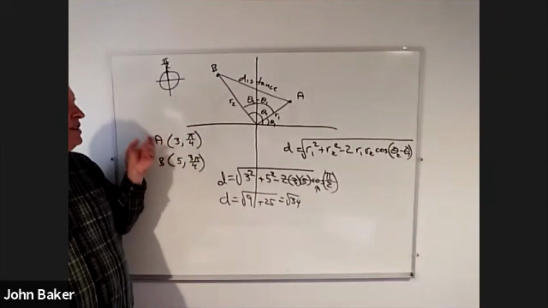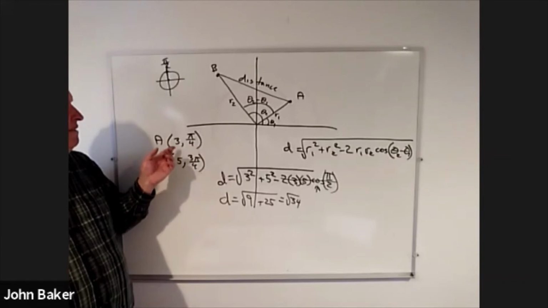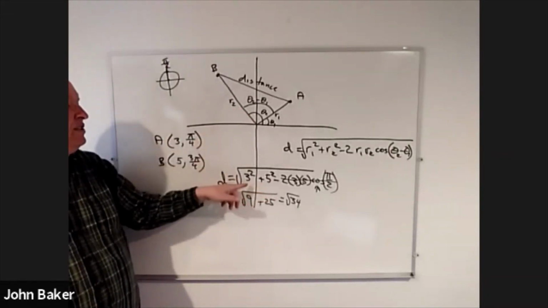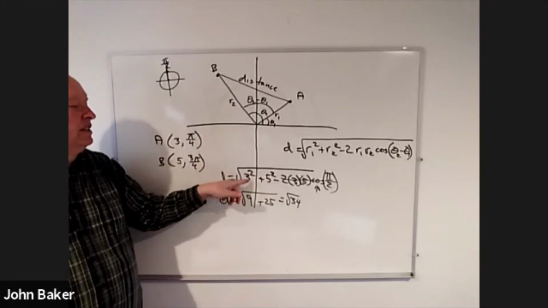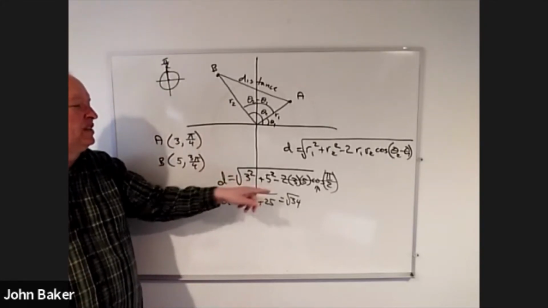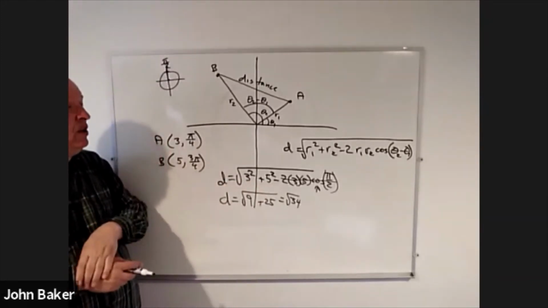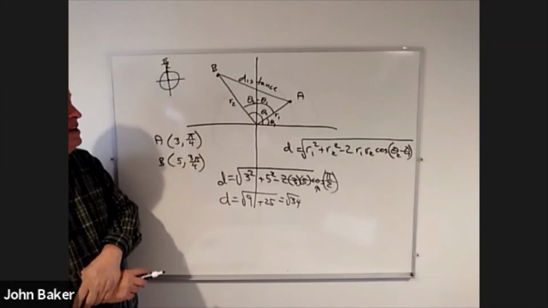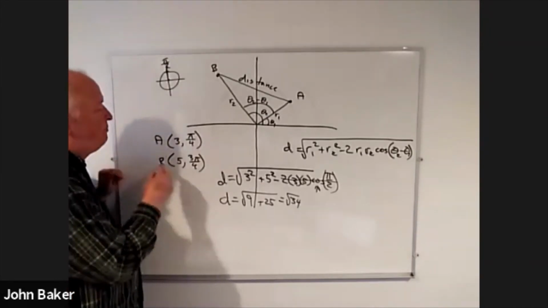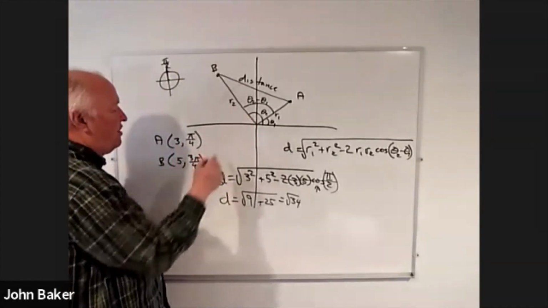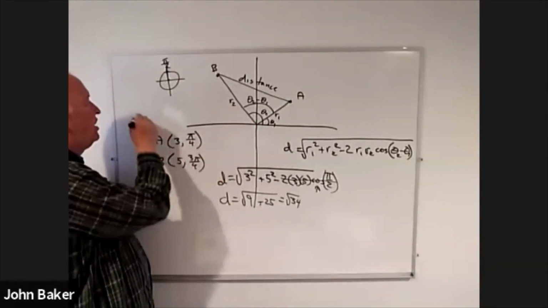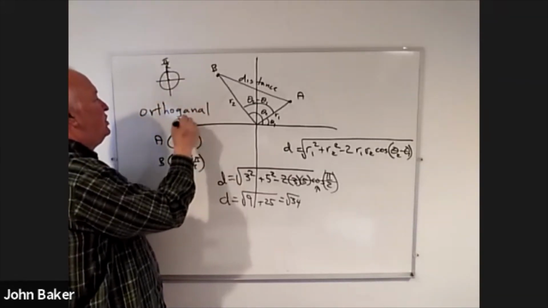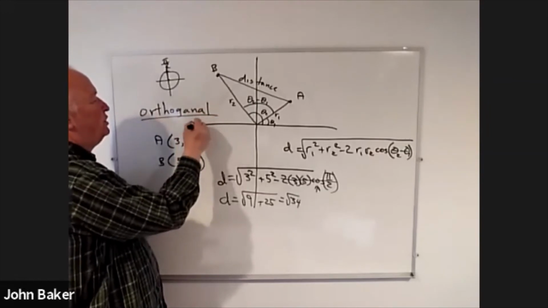Now, I chose those because it means that these two were sides of a right angle. And so that's why it's just the square root of one leg squared plus the other leg squared, because the angle between them was 90 degrees. When polar directions are at right angles, we use the word orthogonal, which means at right angles, or perpendicular.